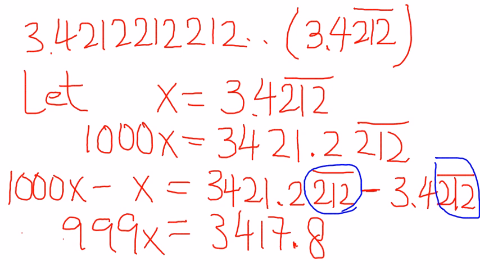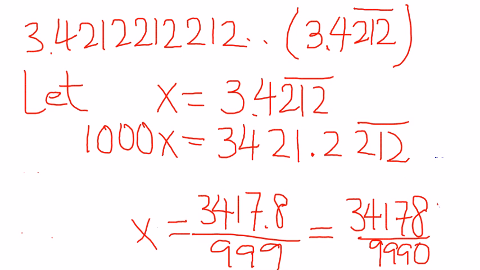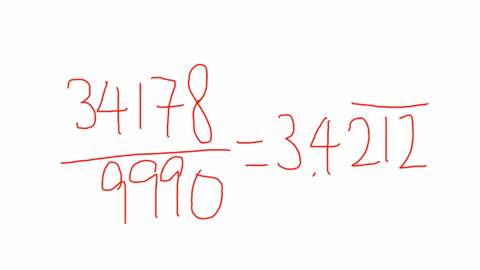So it means that now x is the same as the fraction 3417.8 over 999, and definitely for rational numbers we want both numerators and denominators to be integers, so you can multiply both by 10. So you get this number as the fraction you want. So as a conclusion, we get this one. I don't think this fraction can be easily obtained without using this method.